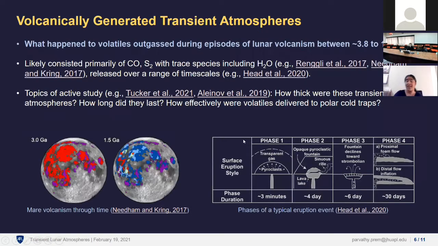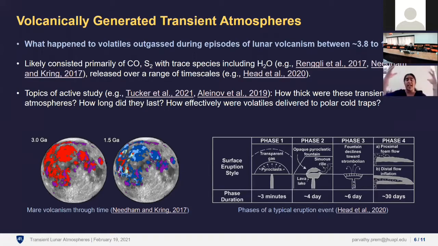And so next we have a phase where we have a little more information. One of the most important geological processes that have shaped the surface of the moon that we see today is lunar volcanism. Between around 3.8 to 1 billion years ago, various regions of the lunar maria erupted. So down on the bottom here is a figure from Needham and Kring, 2017, showing which regions of the Mare basalts were actively erupting at various points in time. So this was a long period of time when there was widespread volcanism.